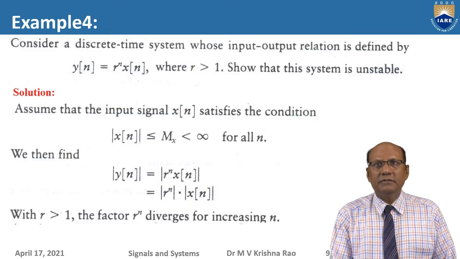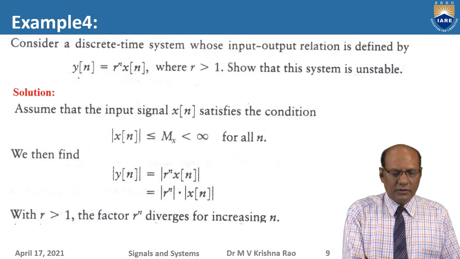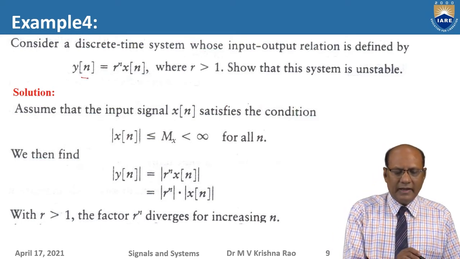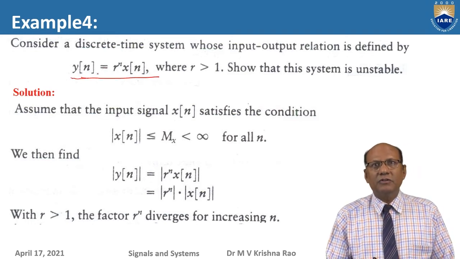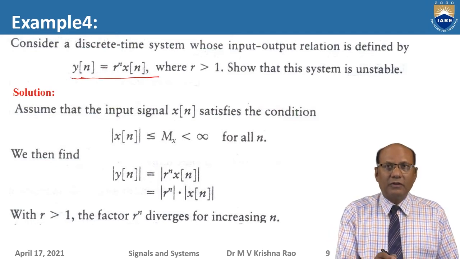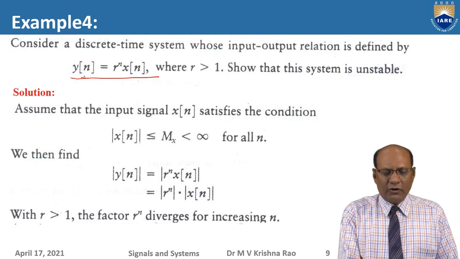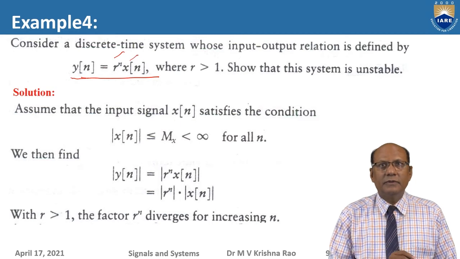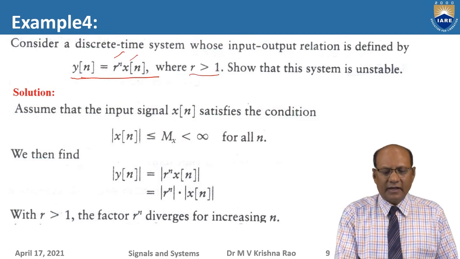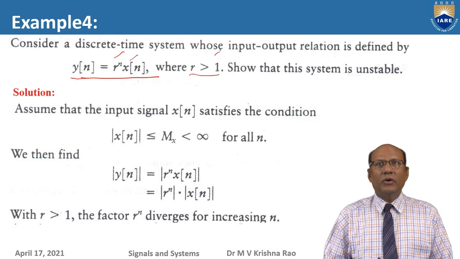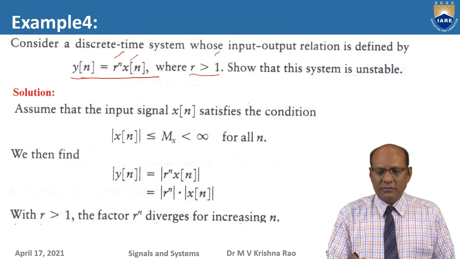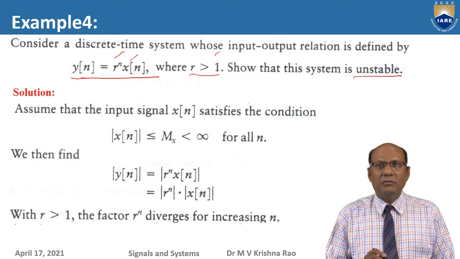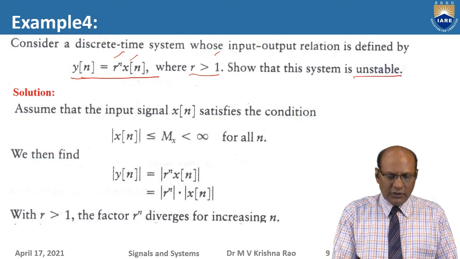Take another example. This is a discrete time system. Here I am using n and x. The output of the system is given by y of n equal to r to the power of n times x of n, where r is greater than 1. Show that this system is unstable. This is an unstable system, and we have to prove that.